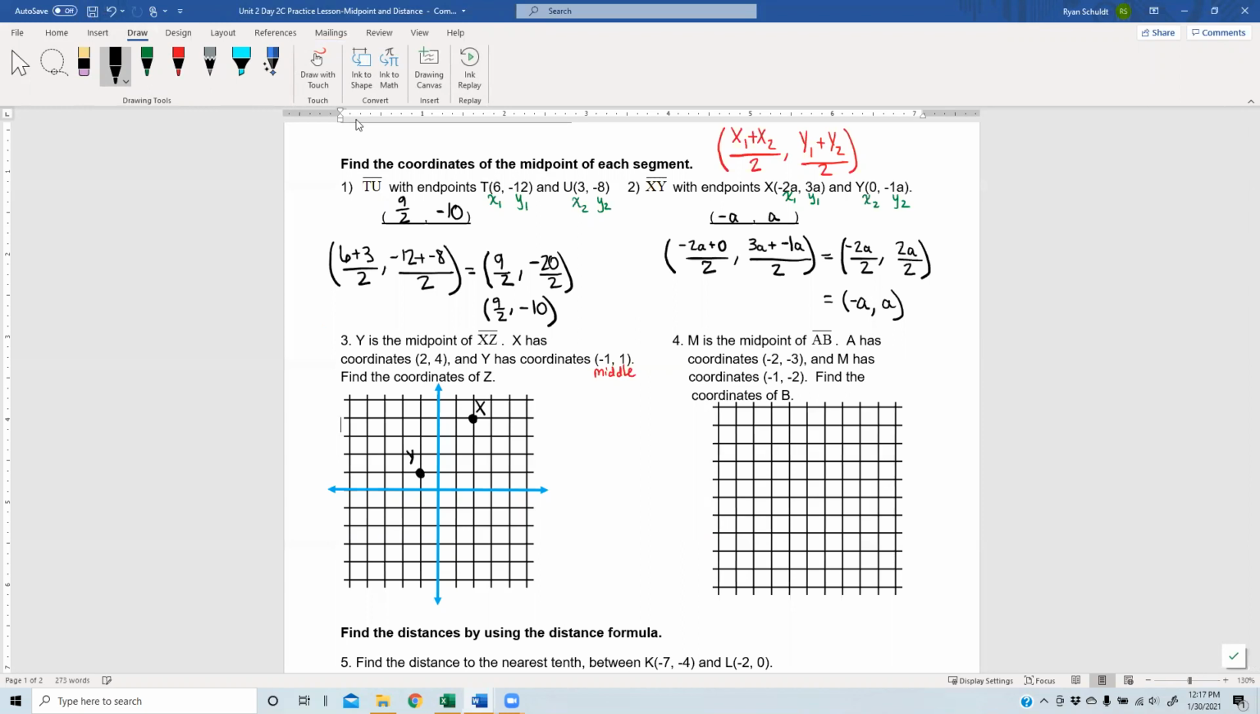Now, we said here, since Y is the midpoint, that this is the middle. So I went 1, 2, 3, boom. I need to do that same thing again. 1, 2, 3, boom. That would put my new point right here. That's where Z is.